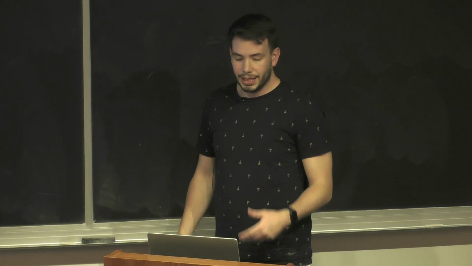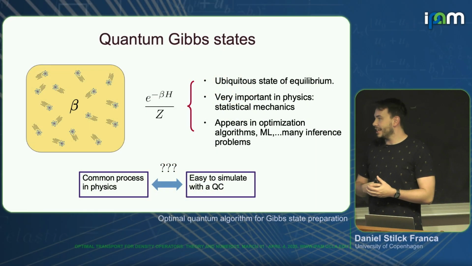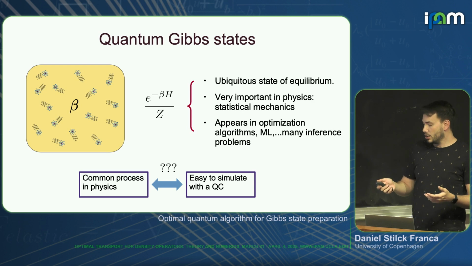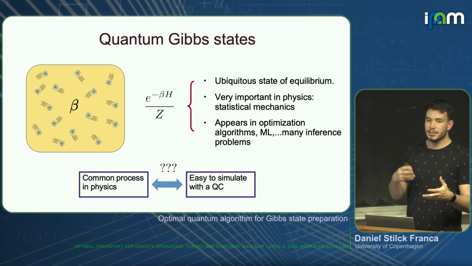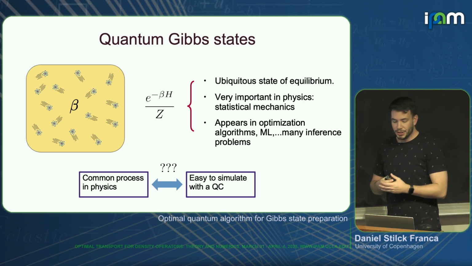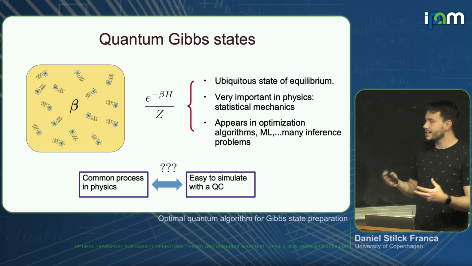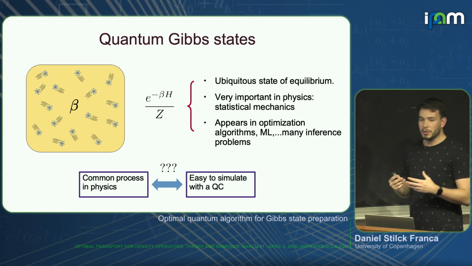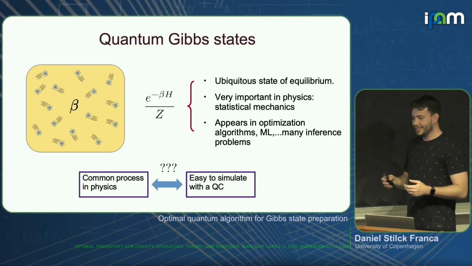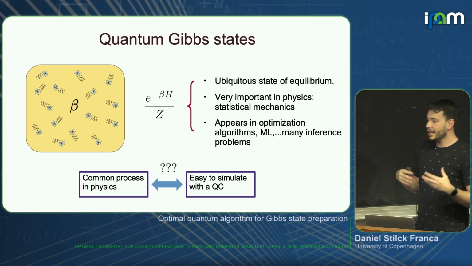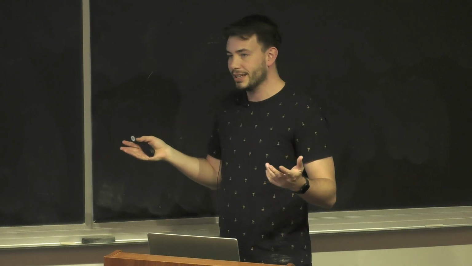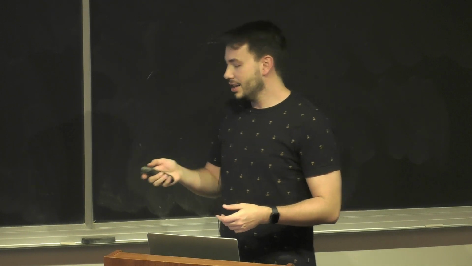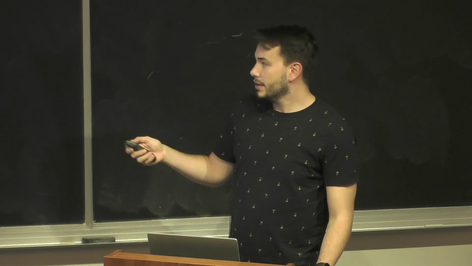And in principle, given that many physical systems converge, if you leave them alone for a while, to these Gibbs states, this is a very common process in physics. You'd also expect that it should be easy to simulate such states with a quantum computer, because at least one of the ways people like to sell quantum computers is that they allow us to efficiently simulate processes that occur in nature. So this is something that definitely happens in nature.